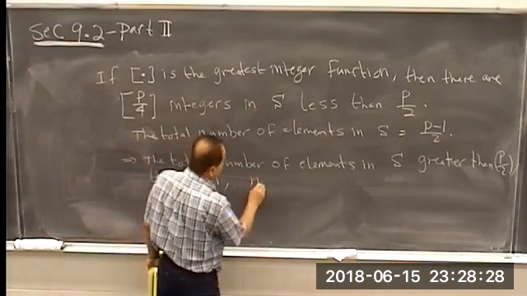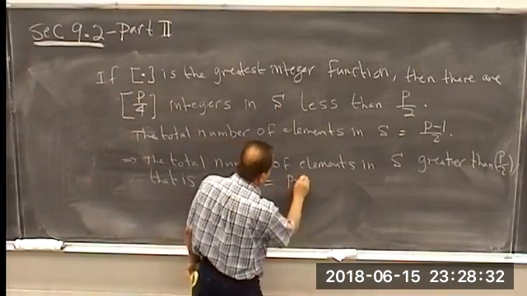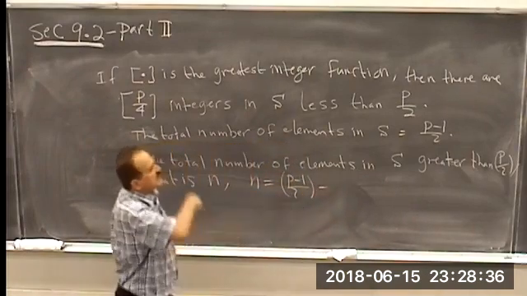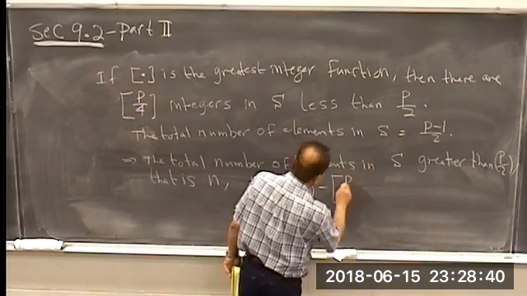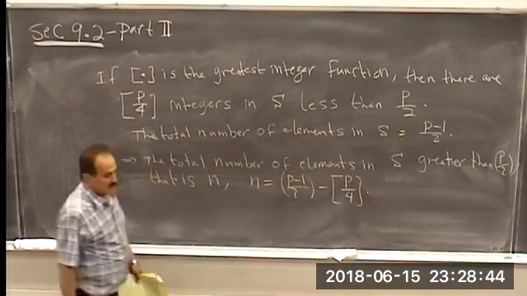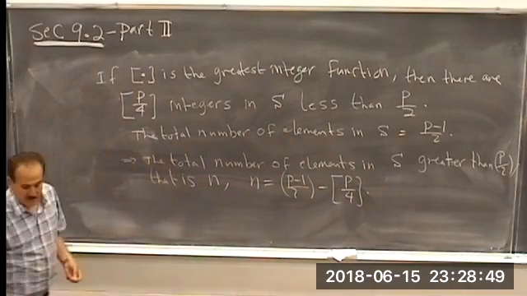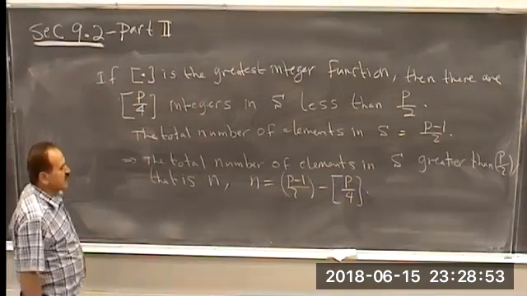Is given by this: the number of elements in S, which is (p minus 1)/2, minus the ones which are bigger than p/2. And that one is given by p/4. All right, well, now the proof of the theorem is going to follow just by doing basic arithmetic.